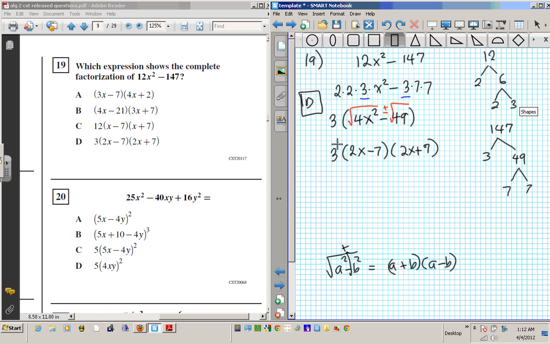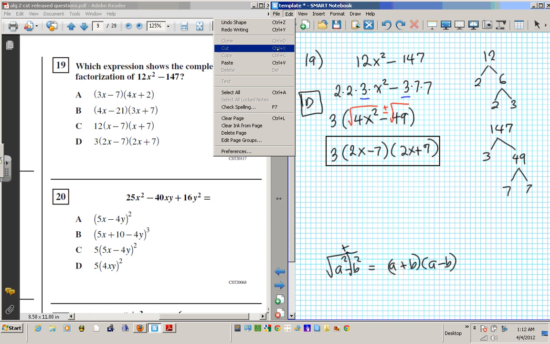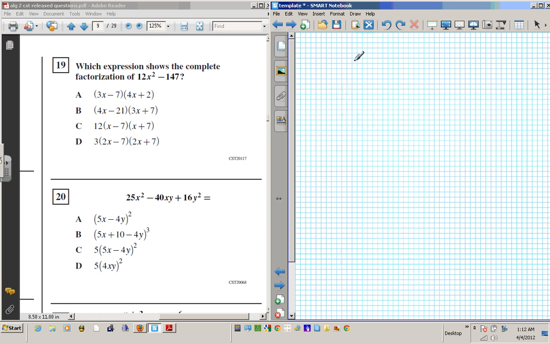Okay? So sometimes you can just observe the questions, and you might not even have to do the entire thing. You can just figure out what the answer is. Okay, so let's do the last one for this clip, which is number 20. Good job hanging in there for so long. We have 25x squared minus 40xy plus 16y squared.